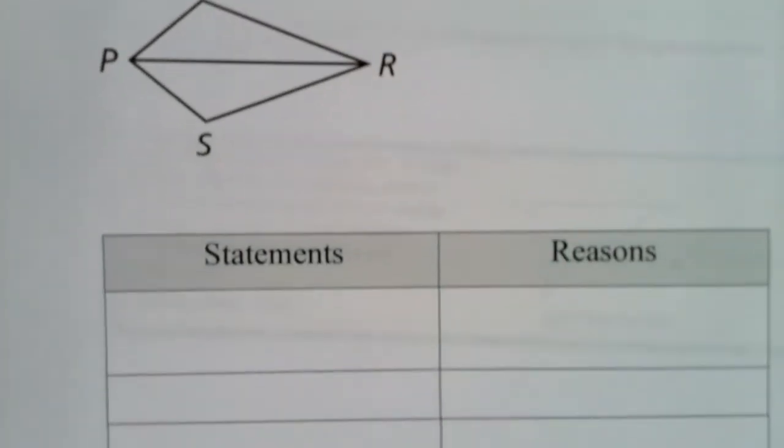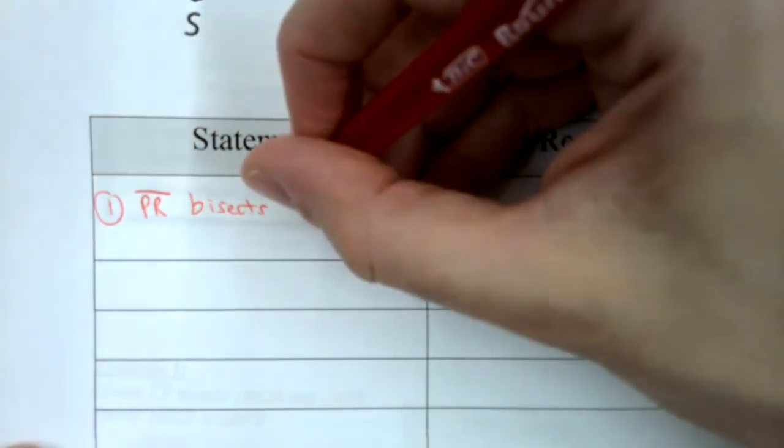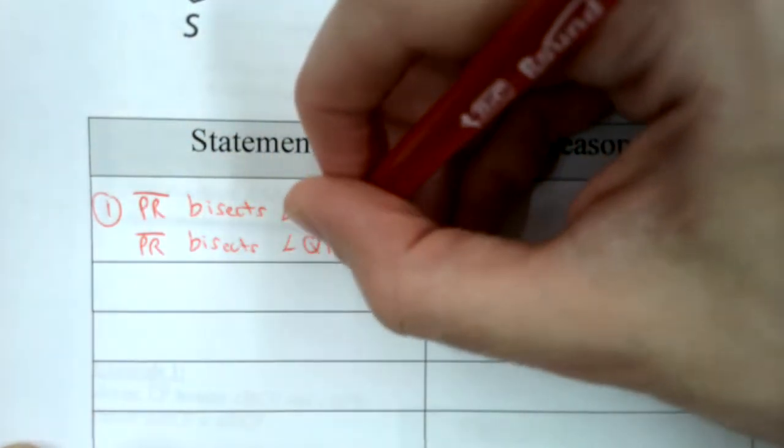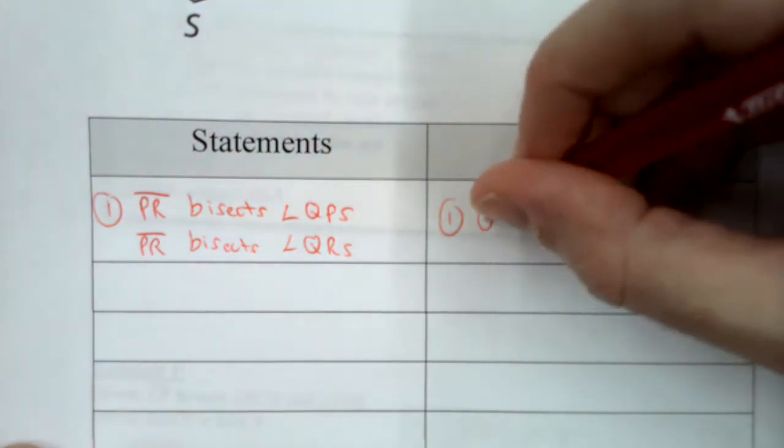So reason 1 is both my givens. I'm just going to copy those both down. PR bisects angle QPS and PR bisects angle QRS. Reason 1 is given.